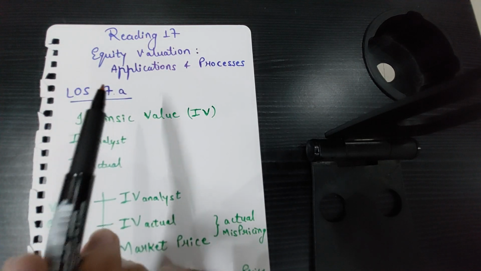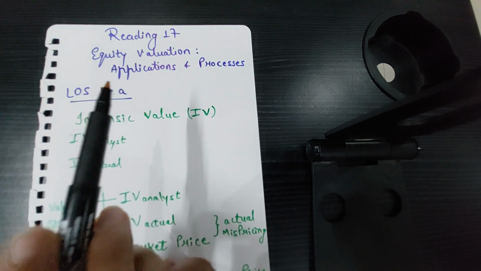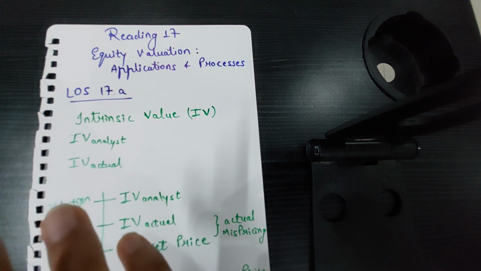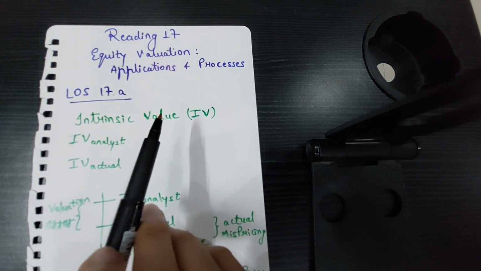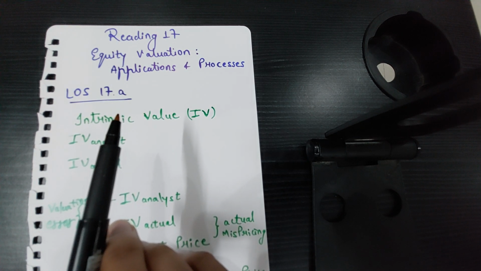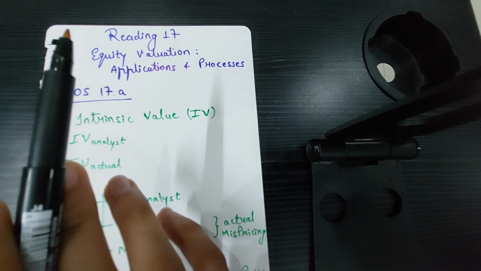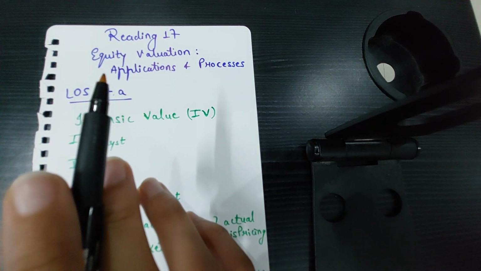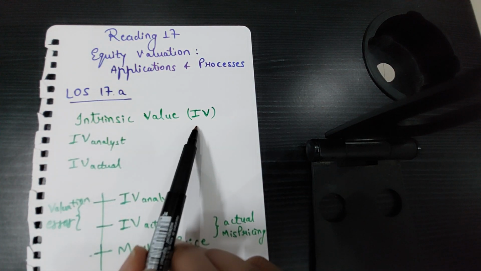So LOS 17A is: define valuation and intrinsic value and explain sources of perceived mispricing. Valuation is the process of determining the value of an asset. Intrinsic value, which we'll call IV, is the valuation of an asset or security by someone who has knowledge about that security, who has the full information about it, and who understands the characteristics of that company or the issuing firm. So that is intrinsic value.